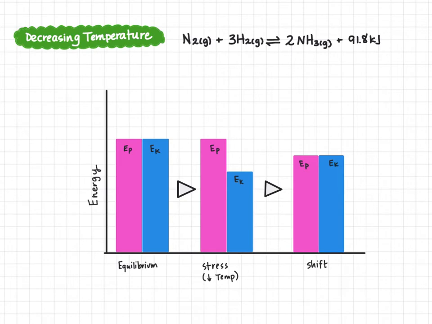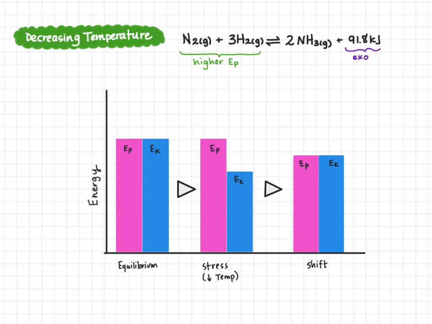We're going to look now at the effect of decreasing temperature on an exothermic reaction. So we'll study the Haber process again, this time forming ammonia, which is an exothermic process because our energy term is on the product side. So in this reaction, our reactants have more potential energy. So once again, at equilibrium, we have equal amounts of potential and kinetic energy.